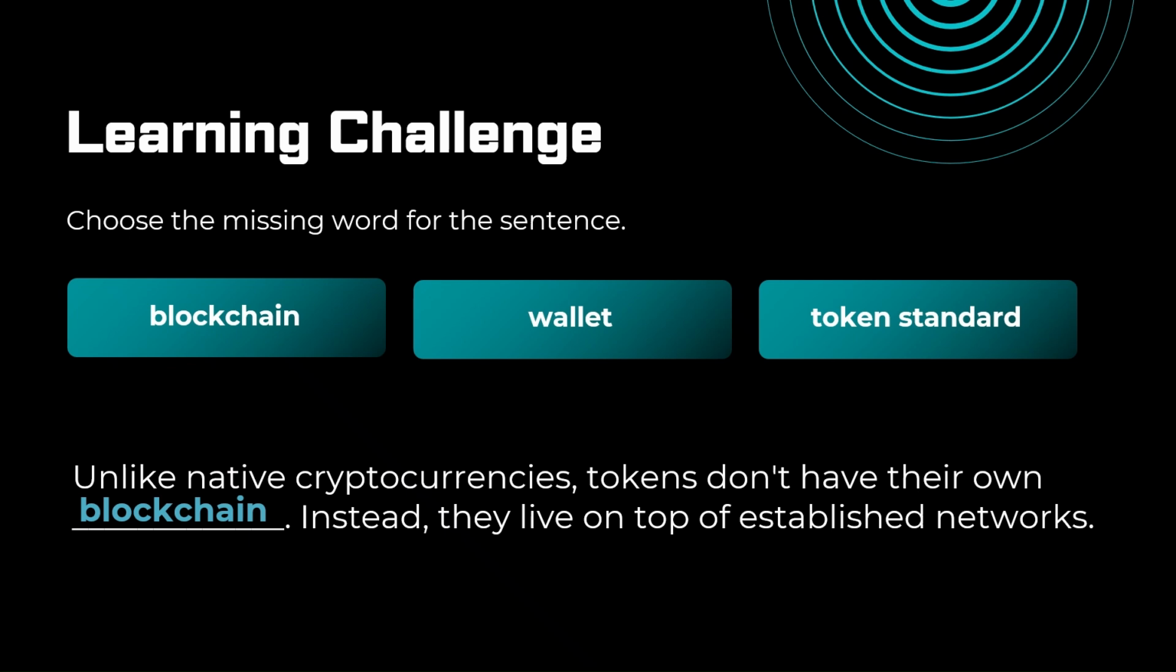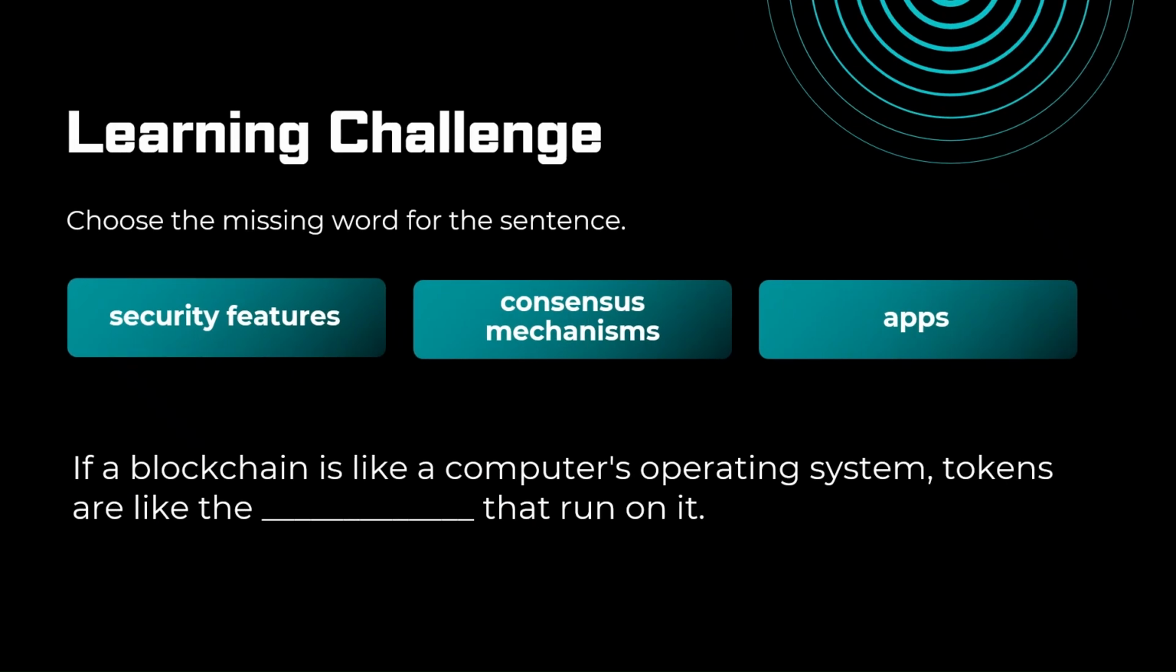Here we go. We got one more. All right, we got security features, consensus mechanism, and apps. It says, if a blockchain is like a computer's operating system, tokens are like the... that run on it. We might have to think about this one a little bit. I don't know if I mentioned this entirely. Go ahead and pause the video if you need to.